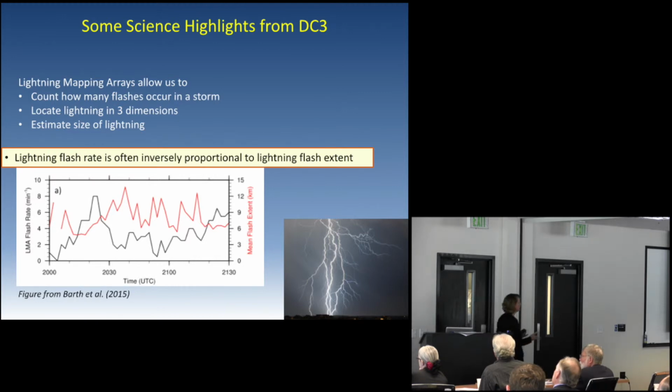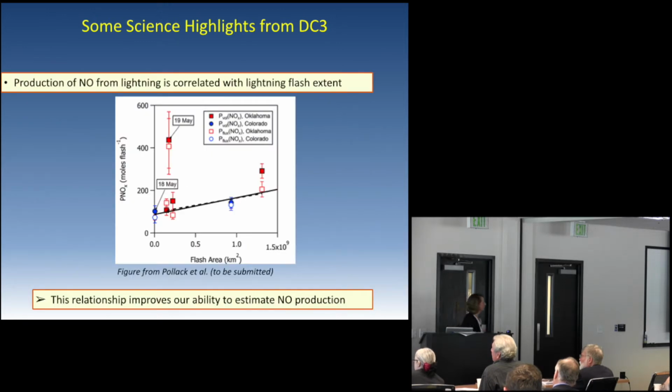And then you can compare that to the flash rate, which these lightning mapping arrays do. Let's count the number of flashes. And you can see from these two lines that there seems to be an inverse correlation. And that's important because we think the production of nitrogen oxides is correlated with that lightning flash extent. And this is a plot that we just recently made for a paper that's soon to be submitted, where except for this one storm, we see a fairly good correlation between the amount of nitrogen oxide produced from these lightning flashes with the lightning flash extent.